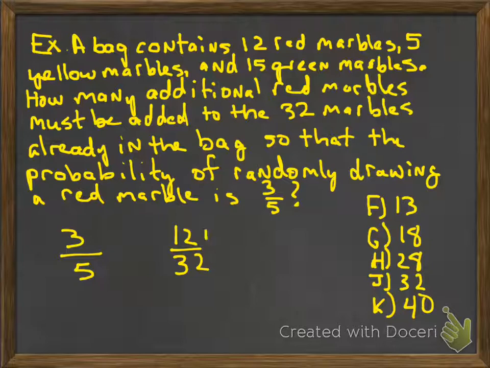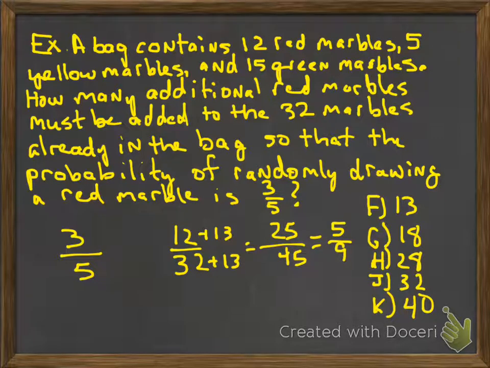If I add 13 red marbles to the 12, then I'm adding them to the bag, so I'm adding 13 to the 32. That would give me 25 out of 45. So now I have 25 red marbles, because I added 13, out of the 45 total marbles, because I'm adding 13 marbles to the bag. That simplifies to 5/9, which is not what I wanted. So let's try that again.